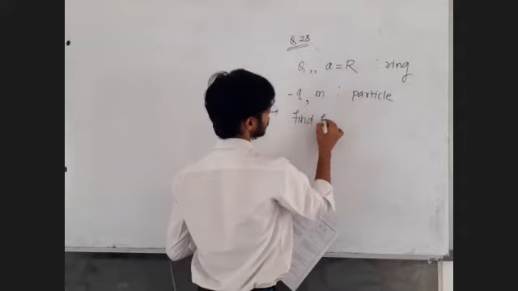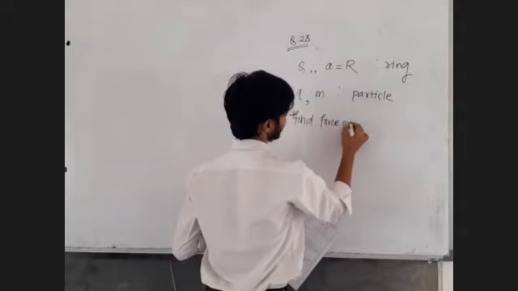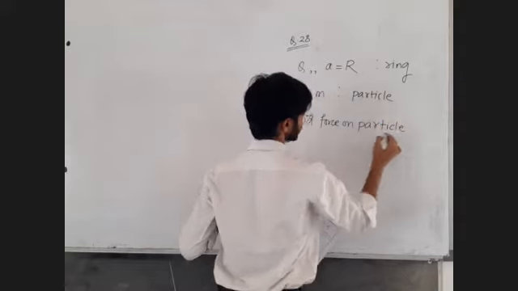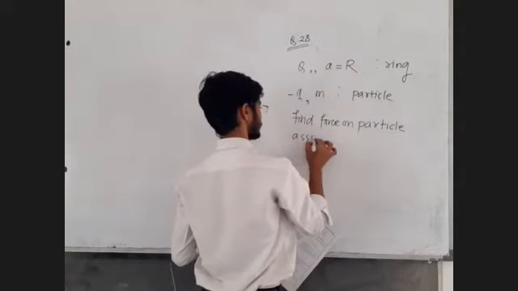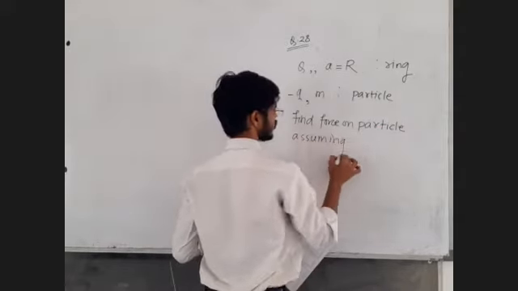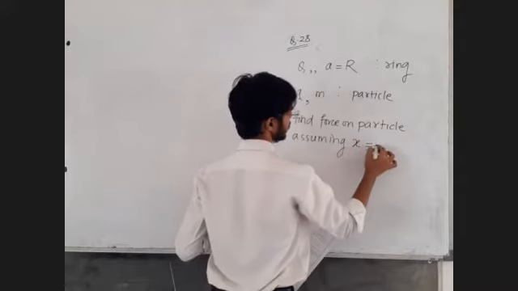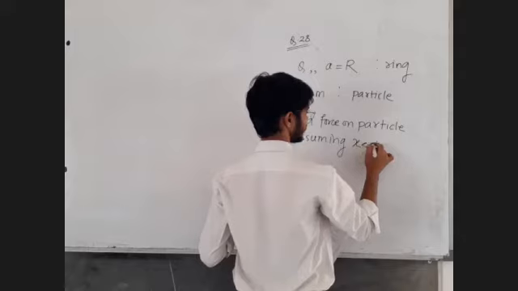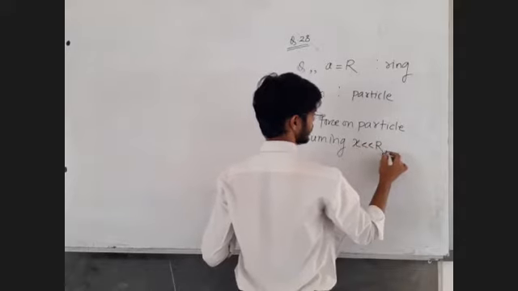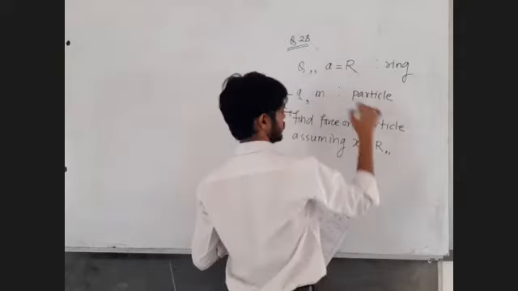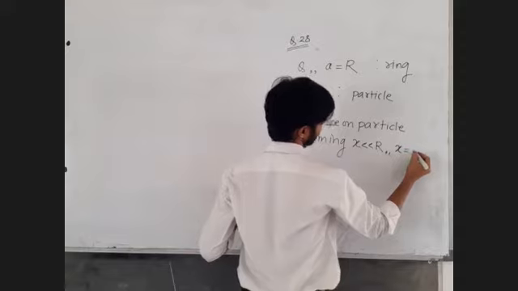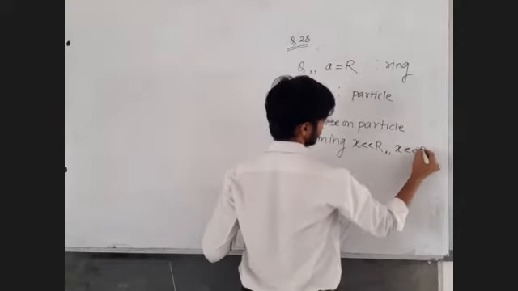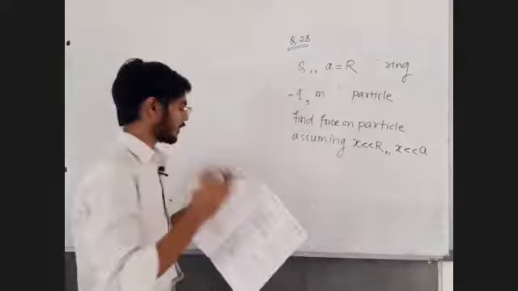Find the force on the particle. Very simple. F is equal to EQ, you already know. Assuming x is very less than R, but R for us actually means small a, the radius of the ring. So x is very less than a. Find the force on the particle.